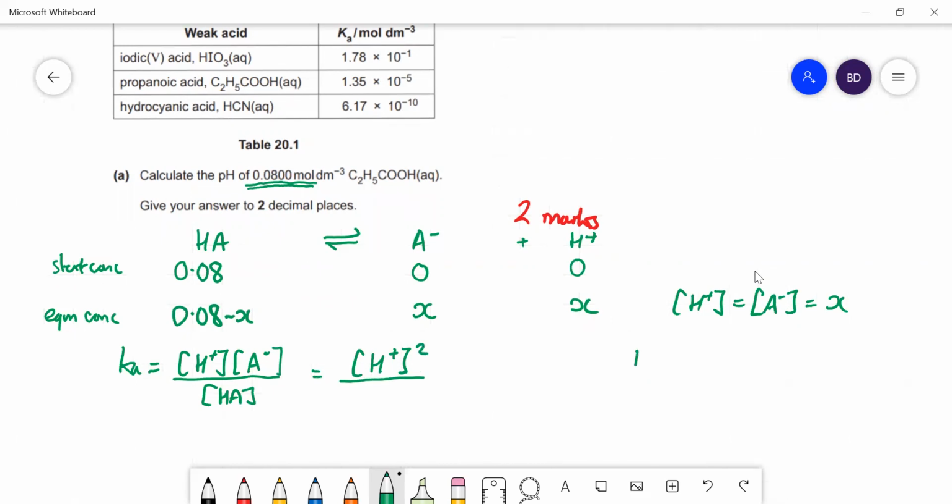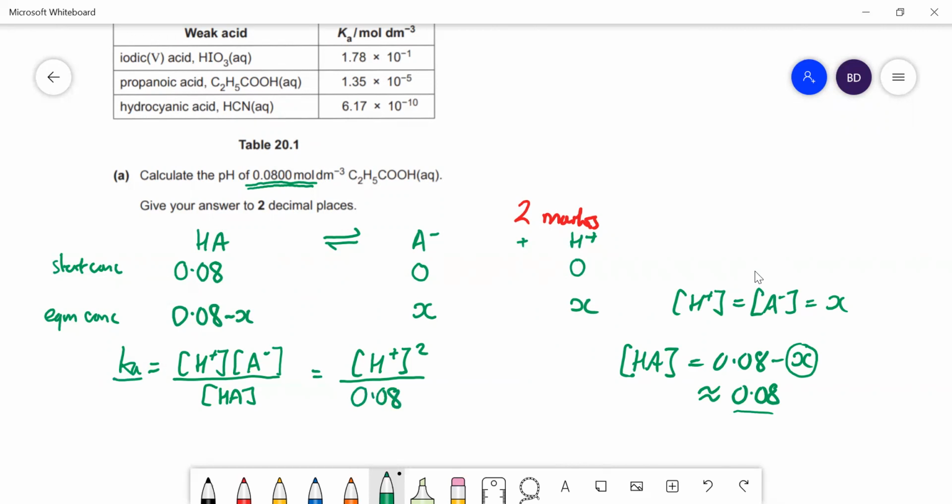Now the concentration of HA is really 0.08 minus X, but that's approximately equal to 0.08 because it's a weak acid. This value of X is going to be hardly any of it dissociates, a very small amount. It's going to be much smaller than 0.08, so it's okay to approximate that and say that's 0.08. And that's important for the later part of the question. We'll come to it actually, 0.08.